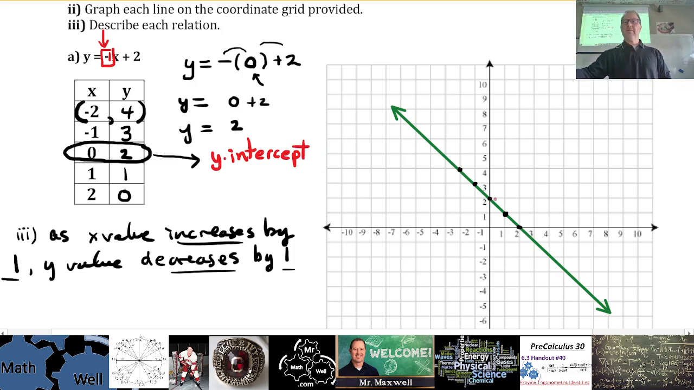So that's where the graph intercepts the y-axis. And straight lines, well, all functions will only have one y-intercept. And straight lines will also have one of these. What's this point right here? 2, 0. What's this one? Very good. It's the x-intercept. Okay. X-intercept.